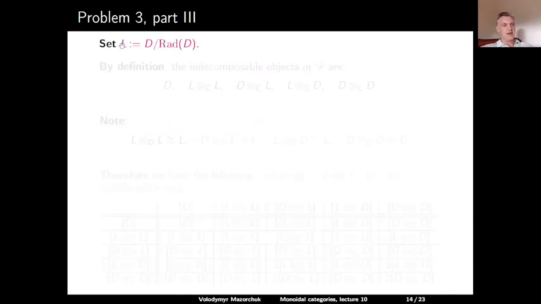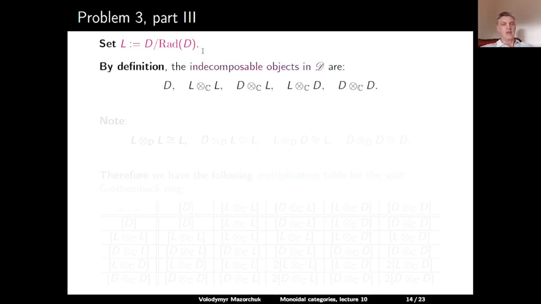Let us denote by L the simple module given by taking the regular module D and factoring out its radical. So since these commutative left and right modules are the same, by definition, the indecomposable objects in the category curly D are the regular bimodule D, and then the tensor product of L with itself, the tensor product of D with L, the tensor product of L with D, and the tensor product of D with itself.